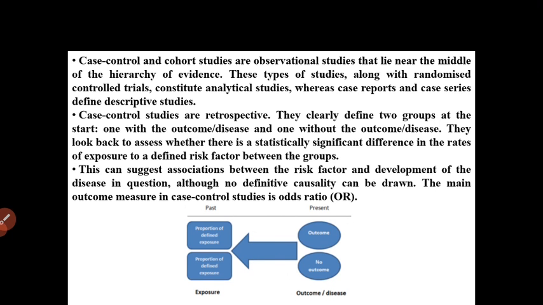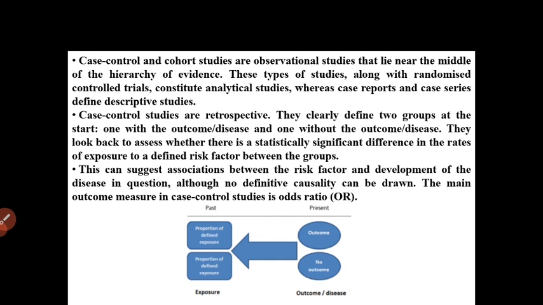Now let's see case control. They are retrospective. They clearly define two groups at the start, one with the outcome or disease and one without the outcome or disease. Understood? Two groups. They look back to assess whether there is a statistically significant difference in the rates of exposure to a defined risk factor.